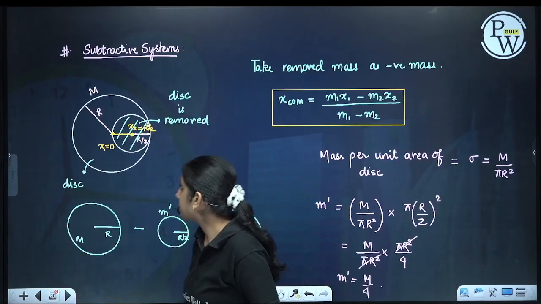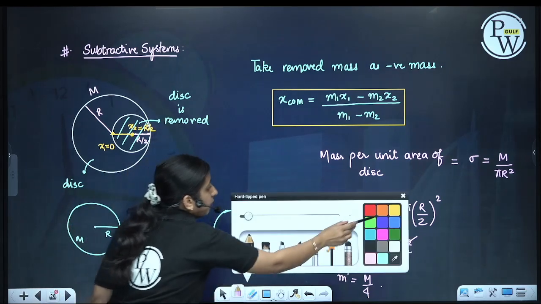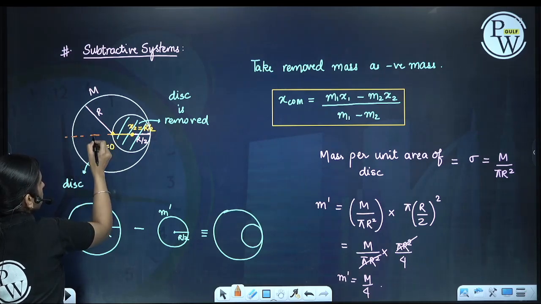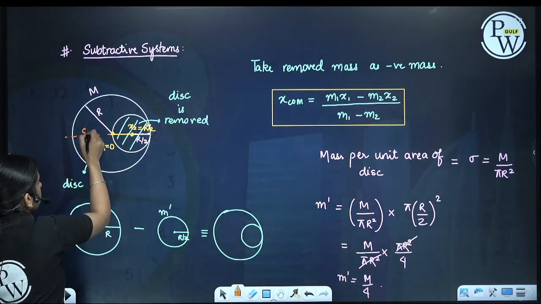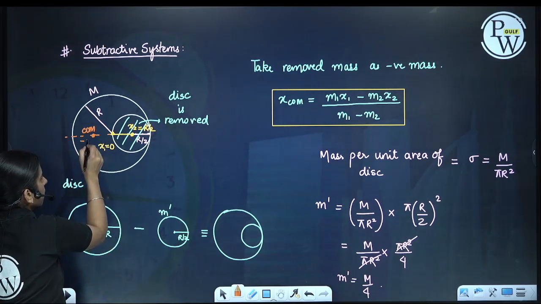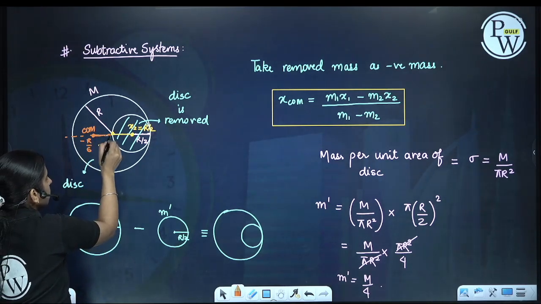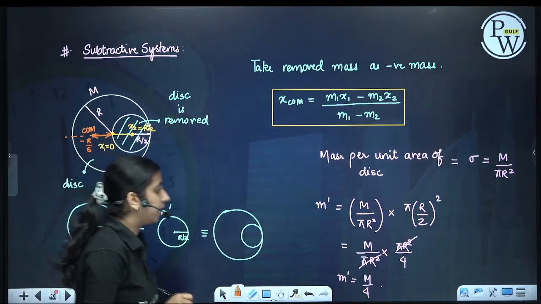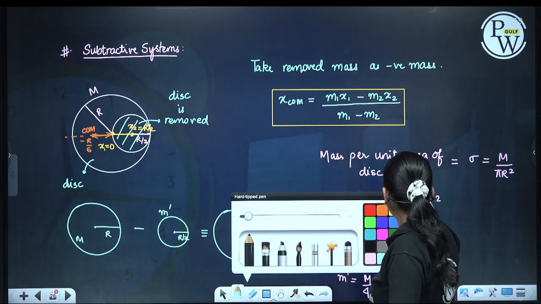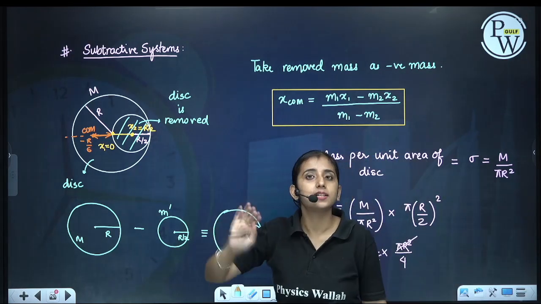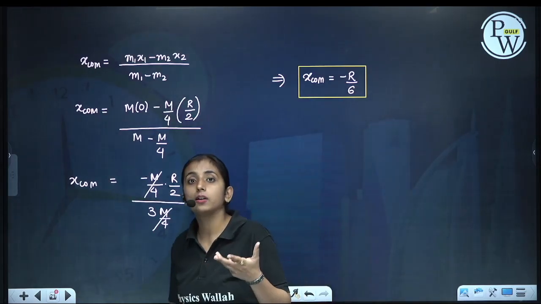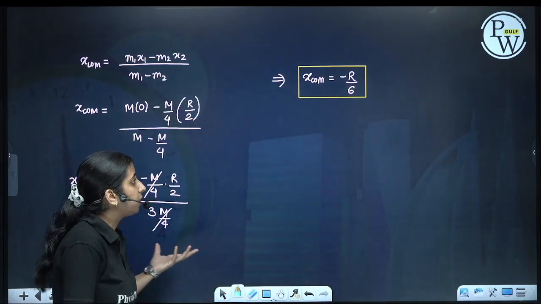Because it is coming negative, with this taken as the origin, it will shift to this side. Now the center of mass will be here at a distance minus r by 6. Clear? Center of mass will always lie towards the heavier side, so it will be minus r by 6. Clear? This is how we calculate center of mass in subtractive systems.